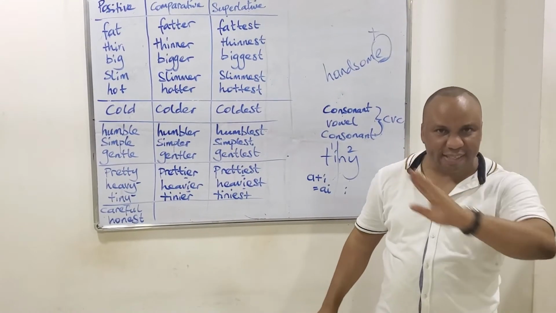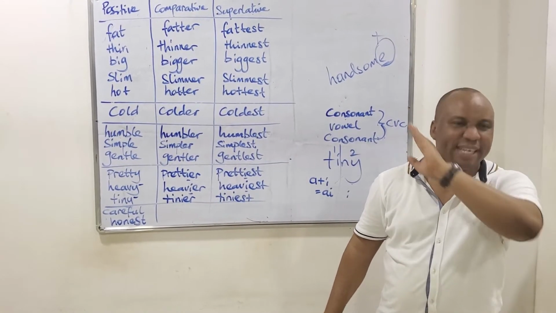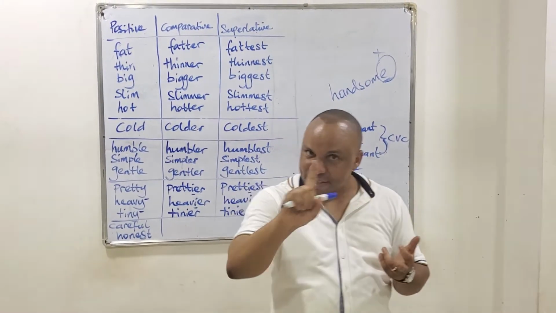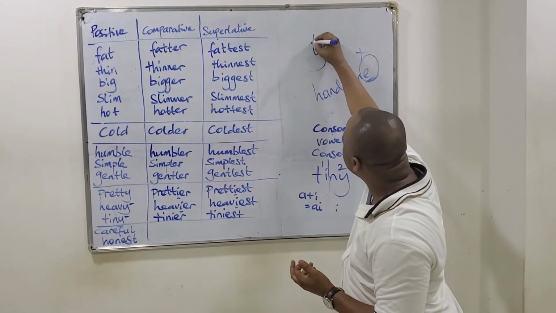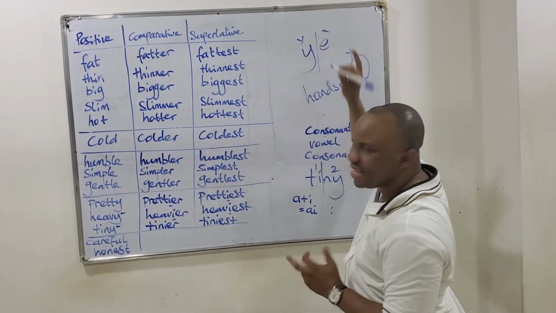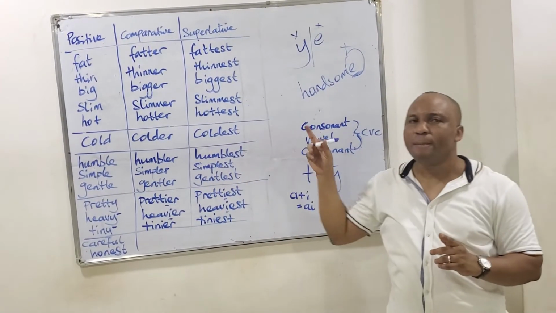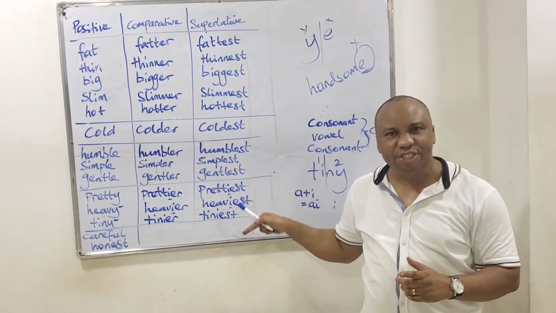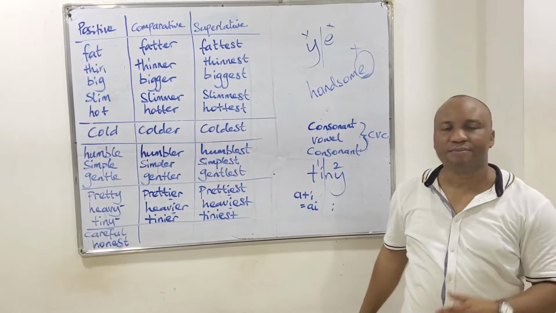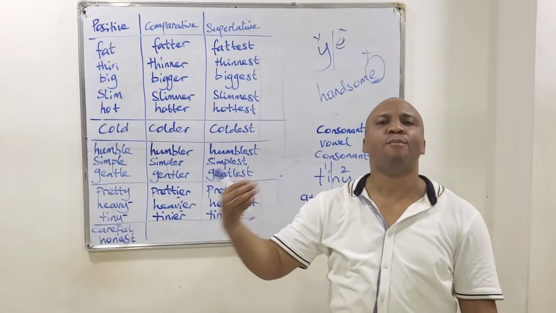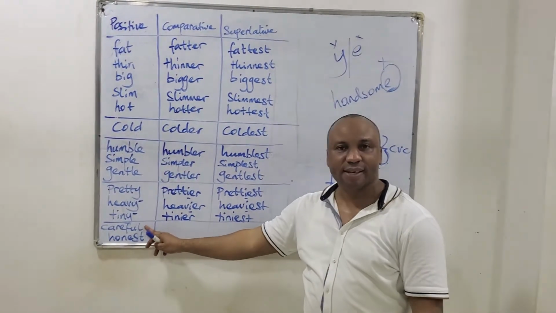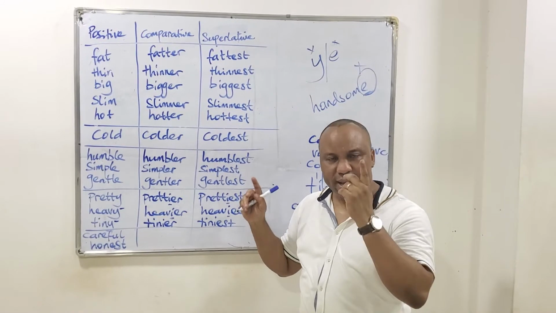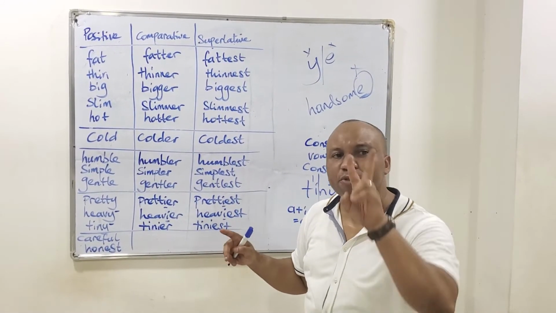Two syllables, and the last letter is not Y and it is not E. When we have this, we add more and most. More to the adjective in the comparative form and most to the adjective in the superlative form. So careful becomes more careful because the last letter is not Y and it is not E, and the word is made up of two syllables.